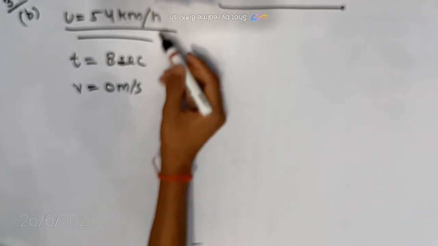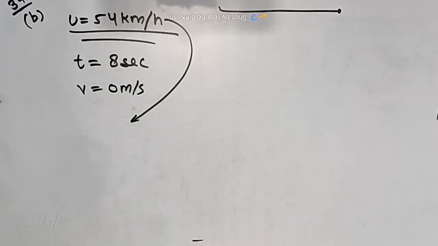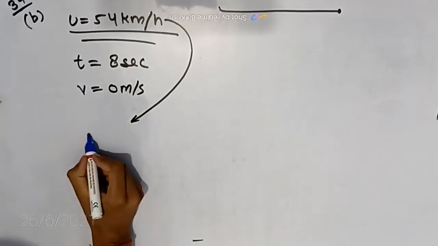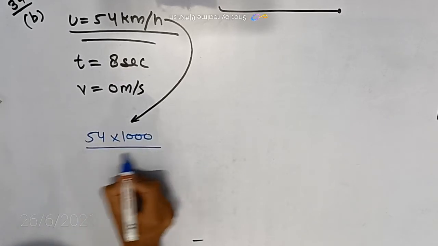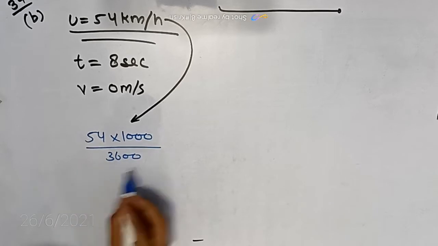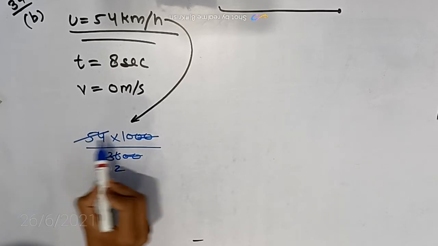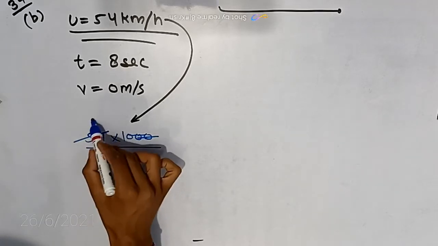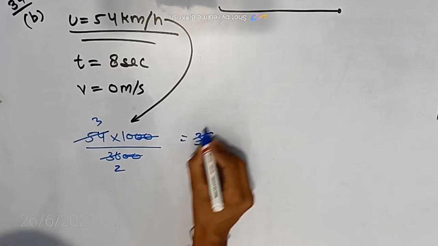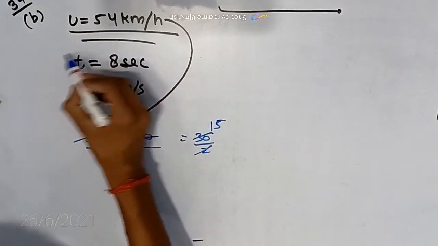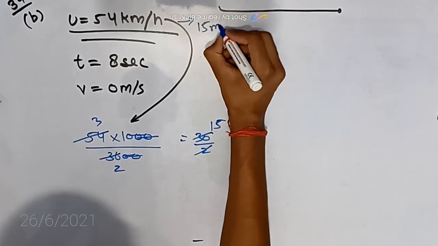First of all we will convert this into meter per second. So friends, we will do it as 54 into 1000 upon 3600. 0 by 0 gone, 18 2s are 36, 18 3s are 54, so 30 upon 2, which is 15. So this u value in meter per second is 15 meter per second.